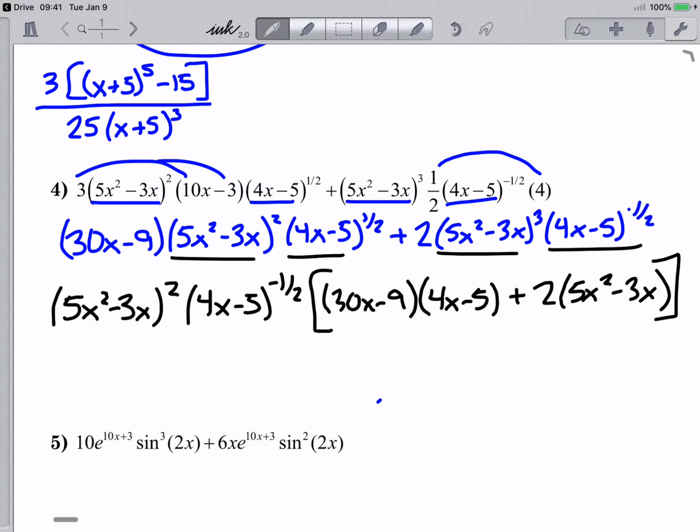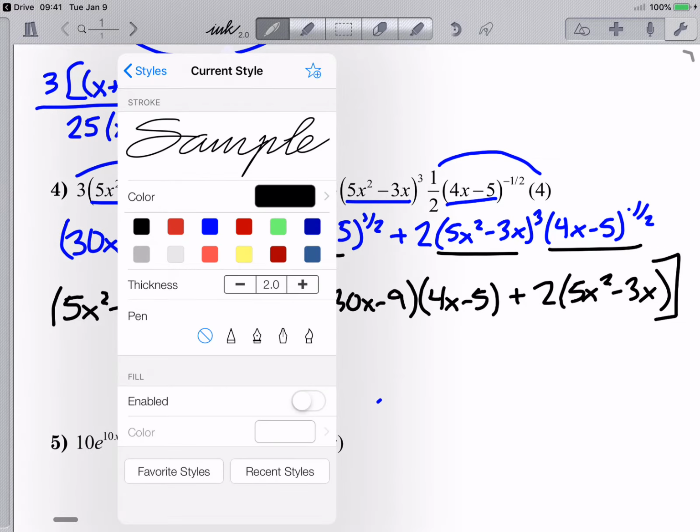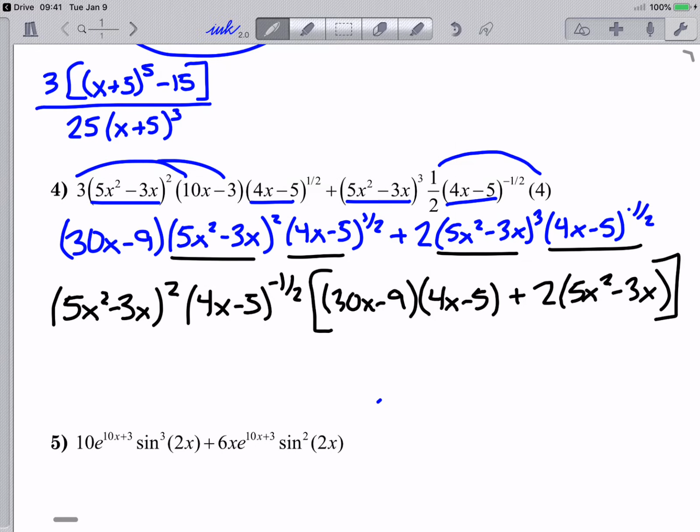If you can get to here, this is great. The rest is just cleaning things up and making it look nice. So multiplying here, I get 120x squared. I've got a minus 36 and a minus 150x. So I've got minus 186x. The negative 9 and the negative 5 give me 45. And then I've got plus 10x squared minus 6x. So that's just cleaning up the inside of the bracket.